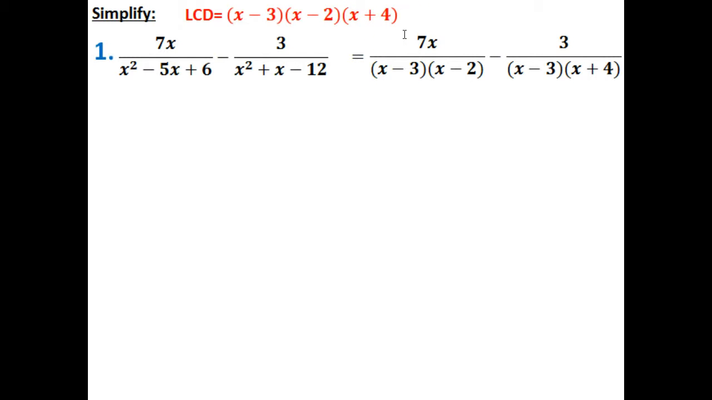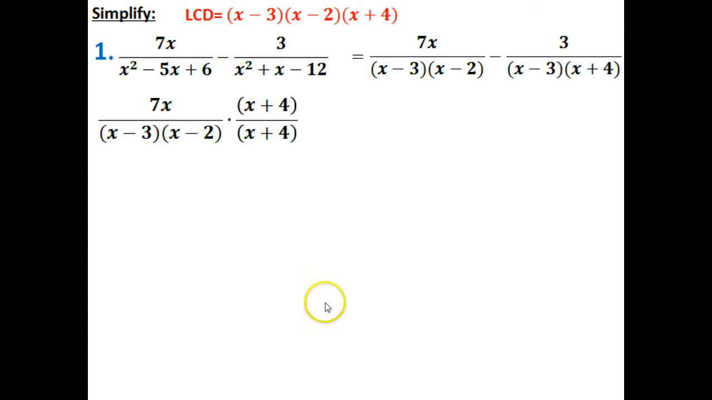This sounds fairly complicated, and it is, so you want to work through these slowly just to make sure you don't make any errors. But what I basically do is I look at this one here. I've got an x minus 3 and an x minus 2. So those are my first two. I'm just missing this x plus 4. So what I'm going to do here is multiply top and bottom by that x plus 4. I do that now, and here's what I did. I've got the 7x, I'm just multiplying that top by x plus 4, and I'm going to multiply that bottom by x plus 4 as well.